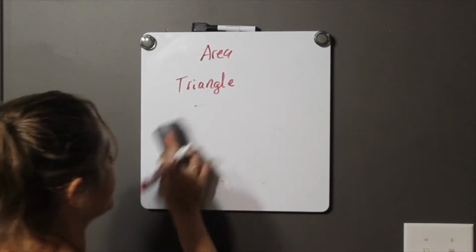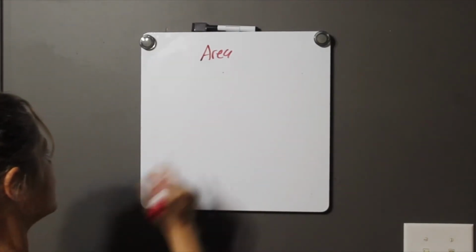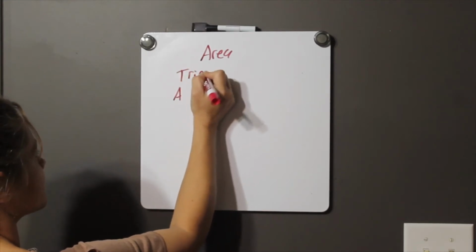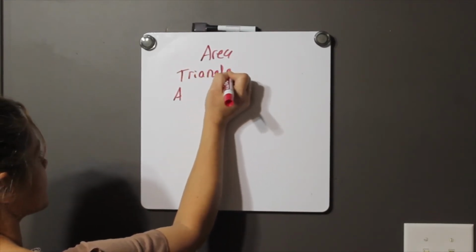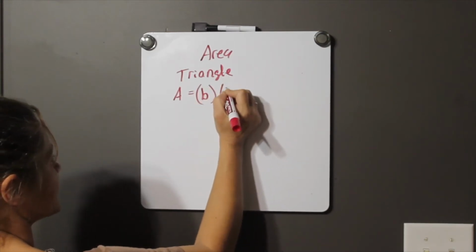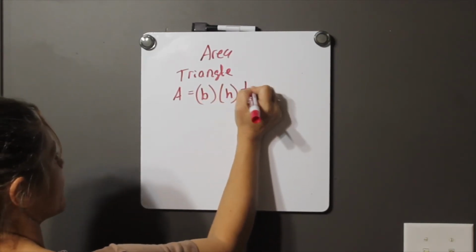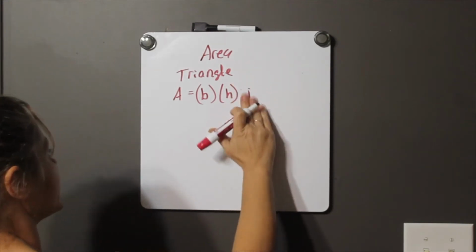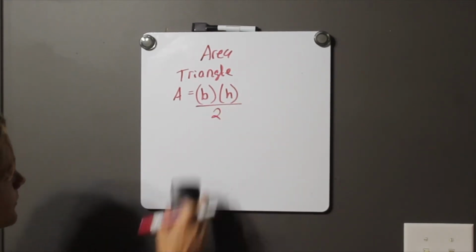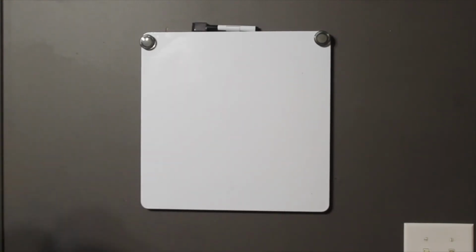So the formula for the area of a triangle is base times height times 1/2, or you could write divided by 2. Alright, there's our triangle. Okay, I'm going to do example B1.